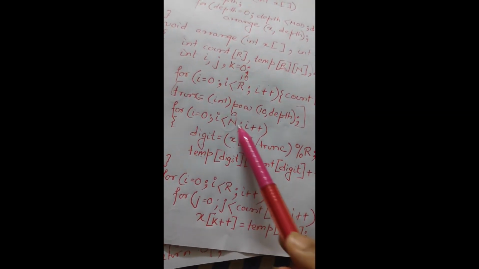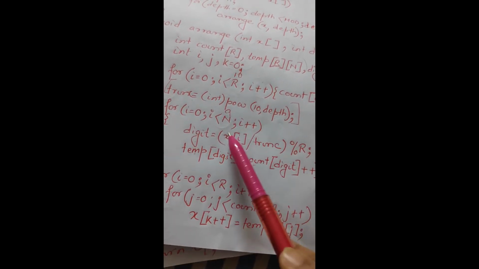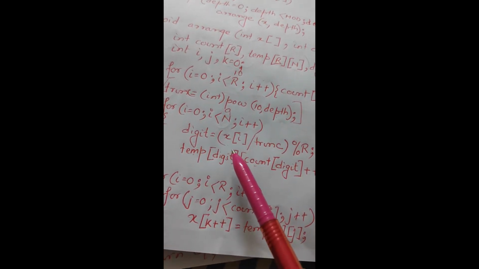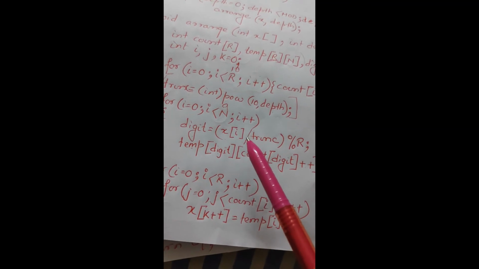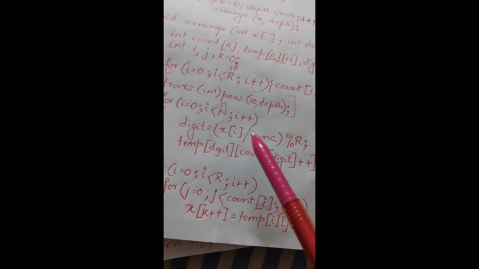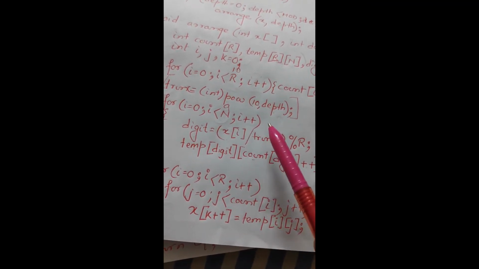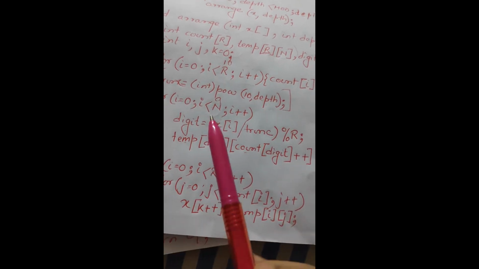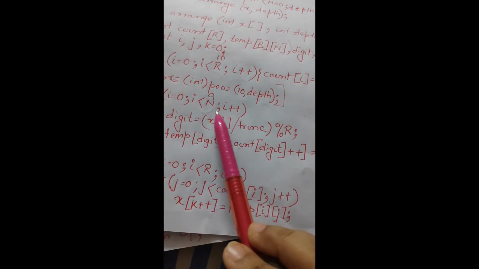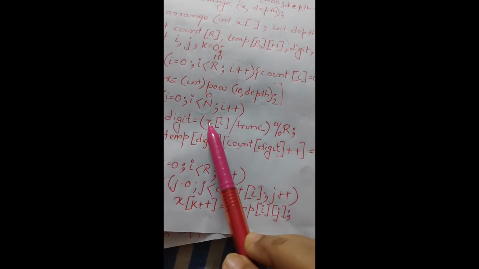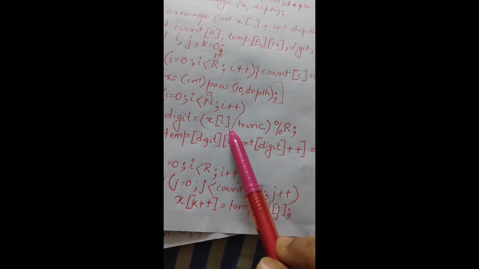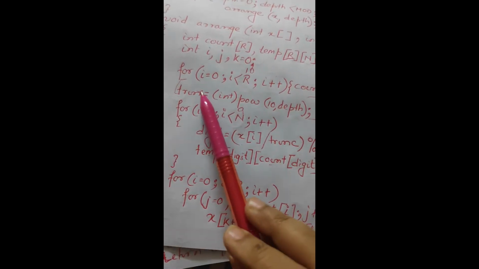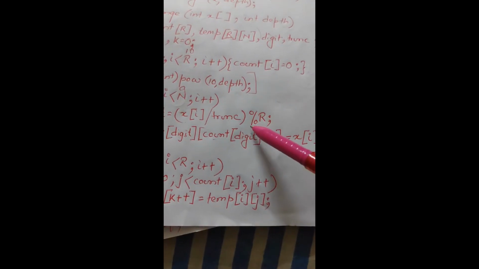So when we are considering this first pass, the trunc value is 1. Correct? Now this is the loop where the digits of each of the numbers are extracted and organized in the two-dimensional array. Let's see how it is done. x[i], that means you are taking the ith element of the array and you are dividing it by the trunc value that we have found out, and then mod 10. So let's do this.